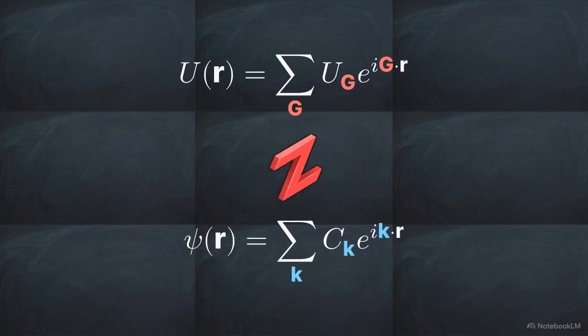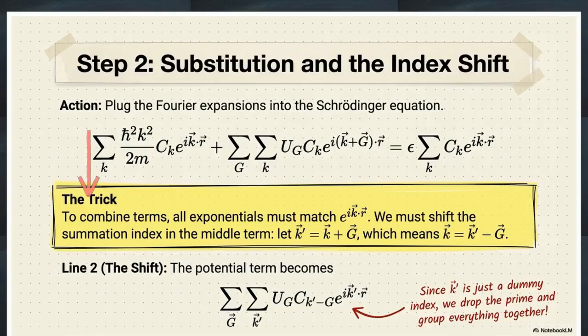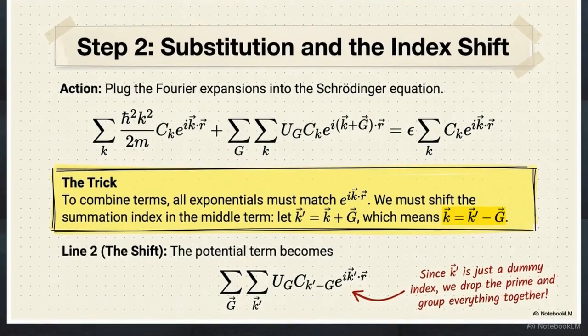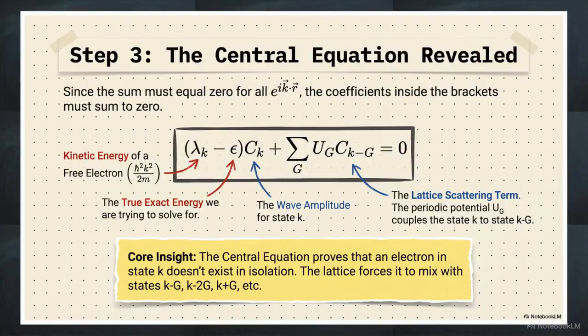This highlighted box explains the algebraic trick to solve it. By taking the middle potential term and shifting its summation index, substituting k with k minus g, we force all the exponential terms in the equation to perfectly match. This perfectly aligned math gives us the central equation. Looking at the labeled components, it groups together the kinetic energy of a free electron, the true energy eigenvalue we want to solve for, and a lattice scattering term that couples the states together.